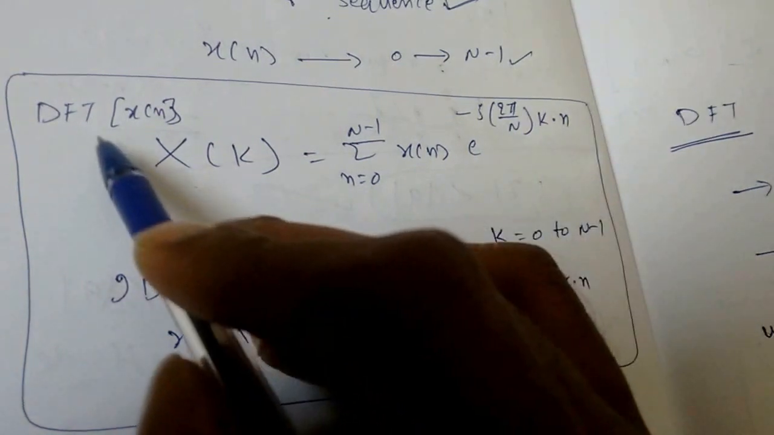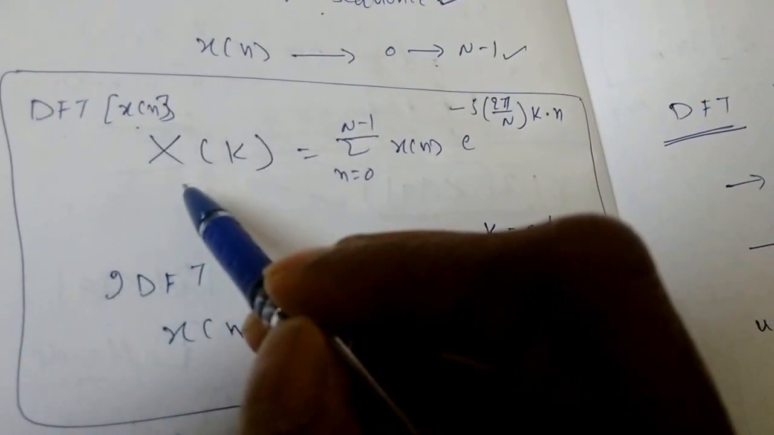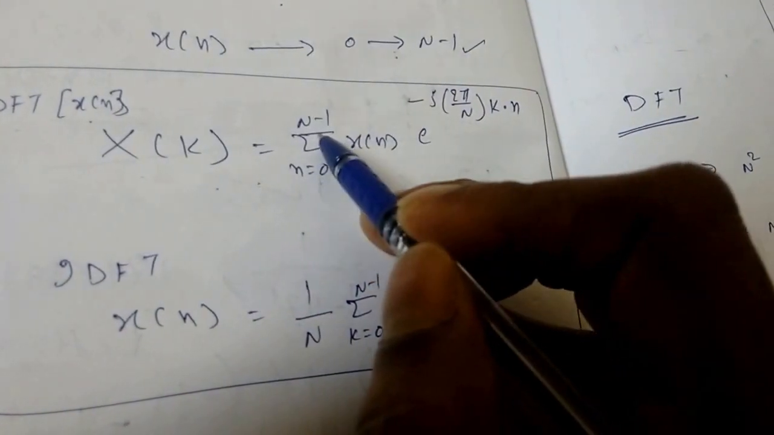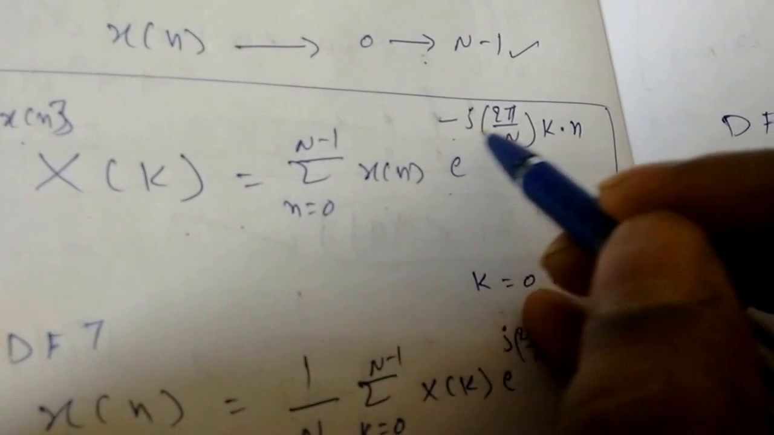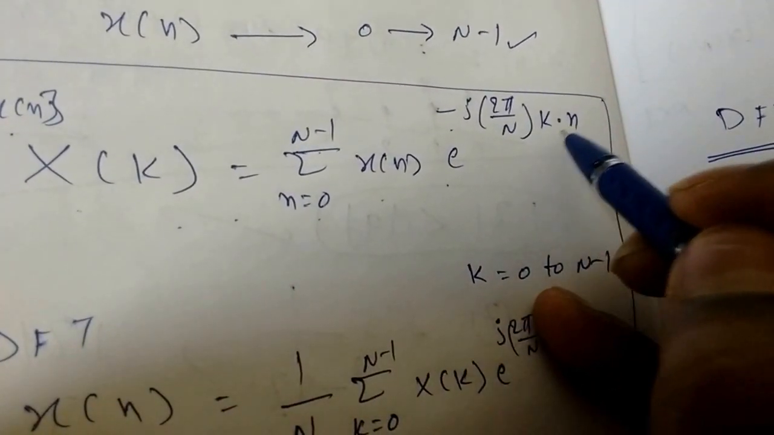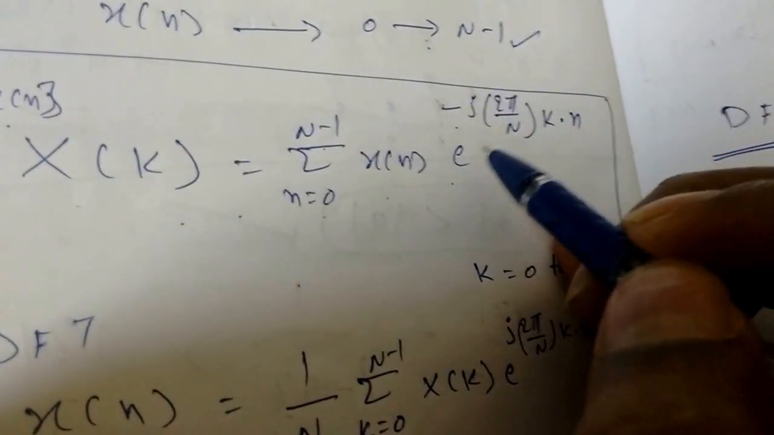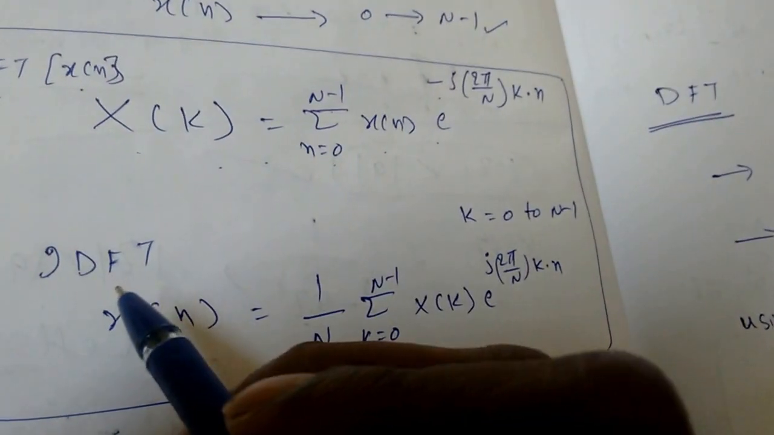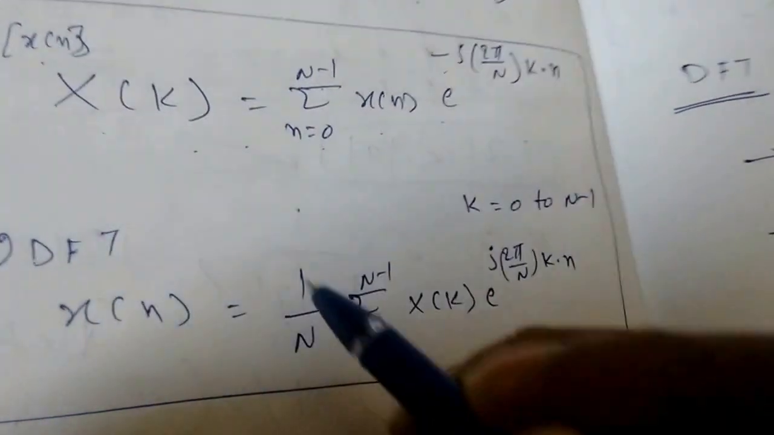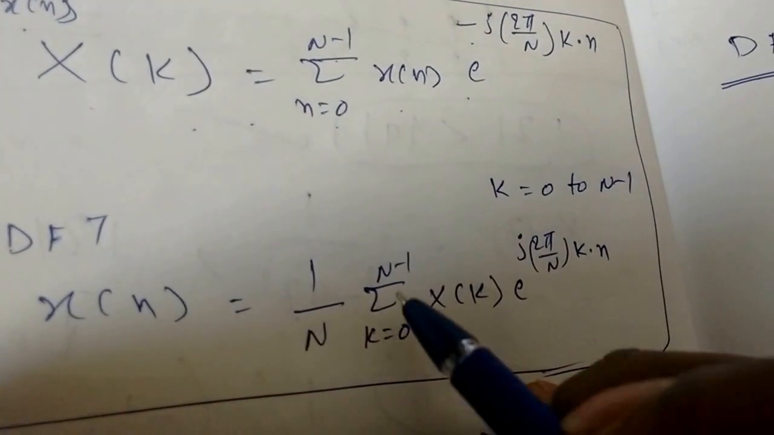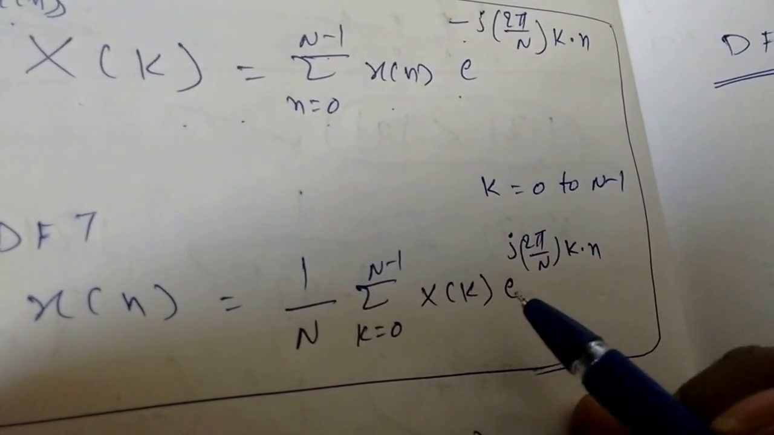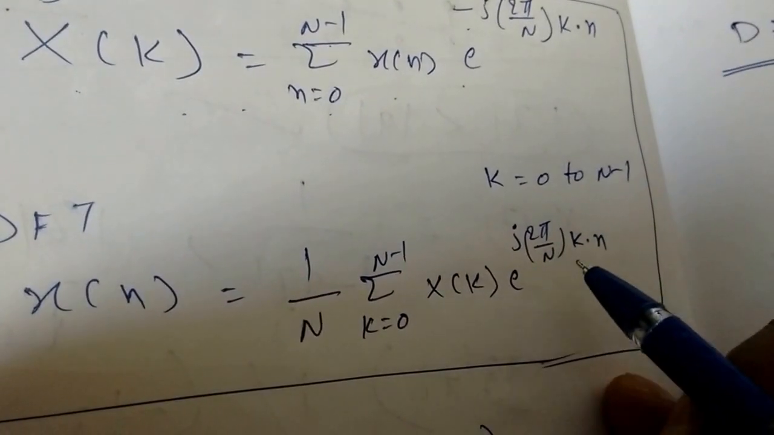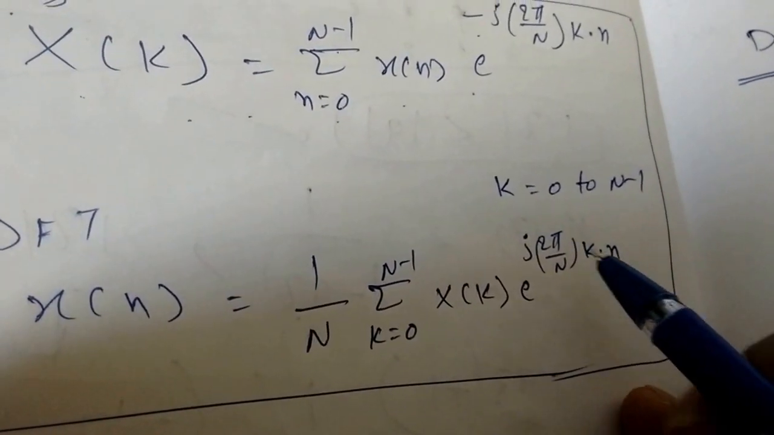If I want to find the DFT of x of n, the notation is X of k. X of k is equal to the sum from n equal to 0 to N minus 1 of x of n into e power minus j into 2 pi by N into k into n. Remember this, e power minus j 2 pi by N into k into n. Now if I want to find the inverse DFT, that is x of n from X of k, it is 1 by N, sum over k equal to 0 to N minus 1 of X of k into e power j 2 pi by N into k into n. See, here it is minus and here it will be plus j 2 pi by N into k into n.